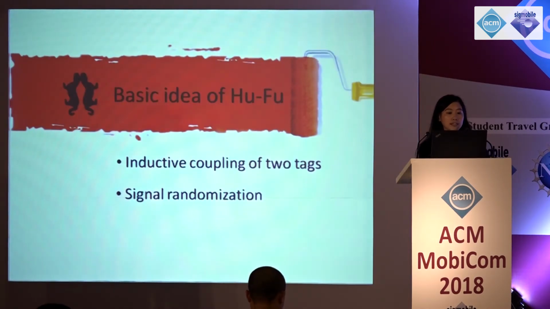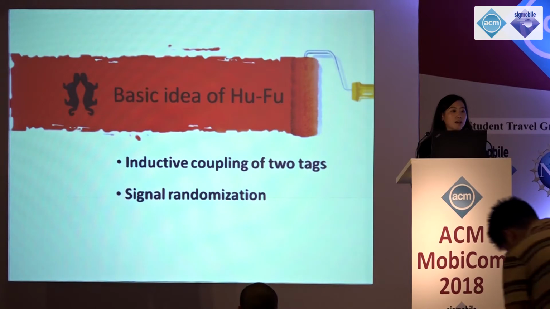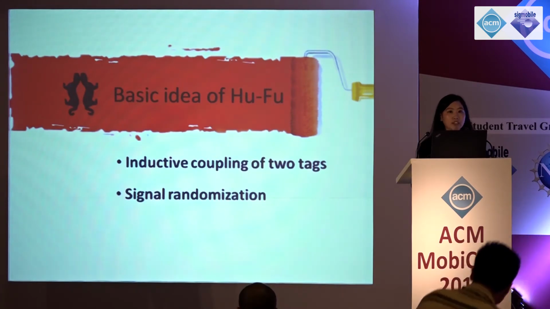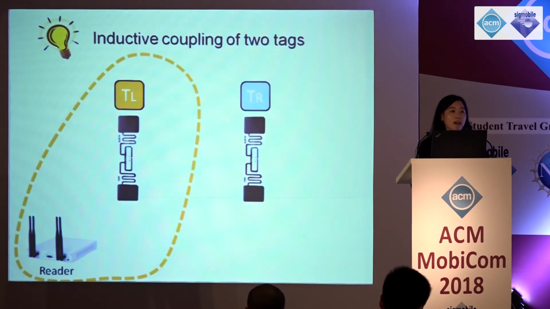Similar to the HuFu in ancient China, we also employ two tags. We have two basic ideas. The first one is the inductive coupling of the two tags. The other is signal randomization. Now, let's see the overview of HuFu. Besides the RFID reader, we also utilize an additional tag called the left tag as the authenticator. And each user holds an additional tag called the right tag.